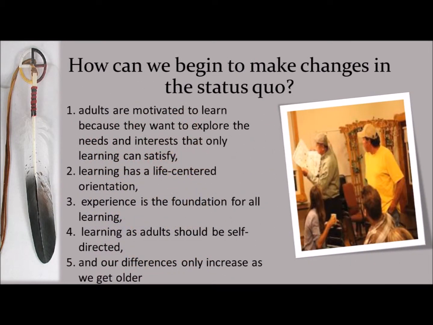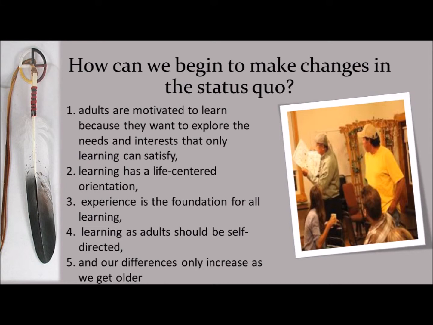Lindeman assumed 5 things about adult learners. Adults are motivated to learn because they want to explore the needs and interests that only learning can satisfy. Learning has a life-centered orientation. Experience is the foundation for all learning. Learning as adults should be self-directed, and our differences only increase as we get older.